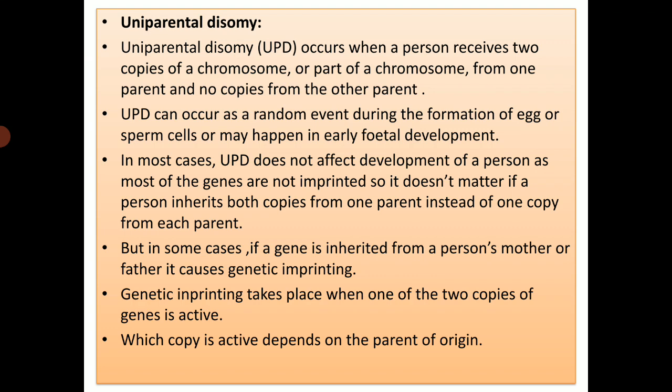So UPD can occur as a random event during the formation of egg or sperm cells, or may happen in early fetal development. In most cases, UPD does not affect the development of a person, as most of the genes are not imprinted. So it doesn't matter if a person inherits both copies from one parent instead of one copy from each parent. Okay.